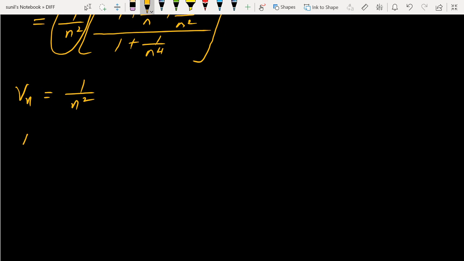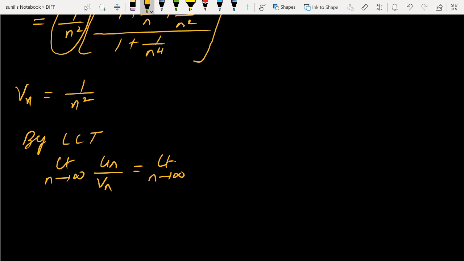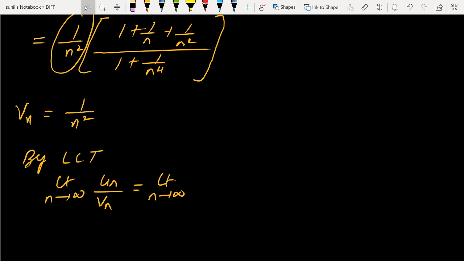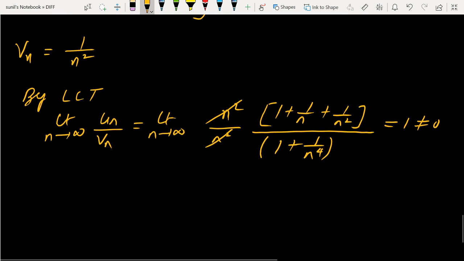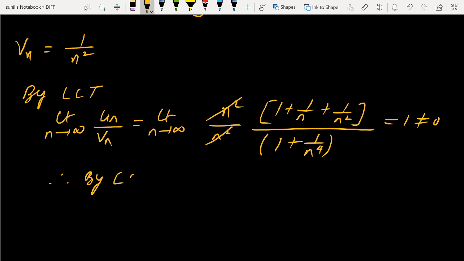So now by LCT, limit n tends to infinity, Un by Vn will be equal to limit n tends to infinity, that is simply n square by n square, because it will come in the numerator part, upon 1 plus n to the power 4. Now see, if you take the limit of it, which is 1, which is finite and non-zero, therefore by LCT, summation Un and summation Vn behave alike.